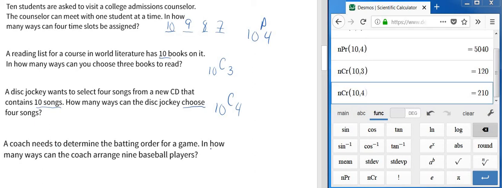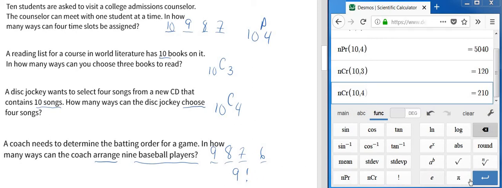Okay, one more here. Coach needs to determine the batting order. How many ways can he arrange 9 players? Notice arrange. So if you listed out 1, 2, 3, 9 slots, well, you could put 9 guys in the first slot, 8, 7, 6, and down. Or in other words, 9 factorial, right?